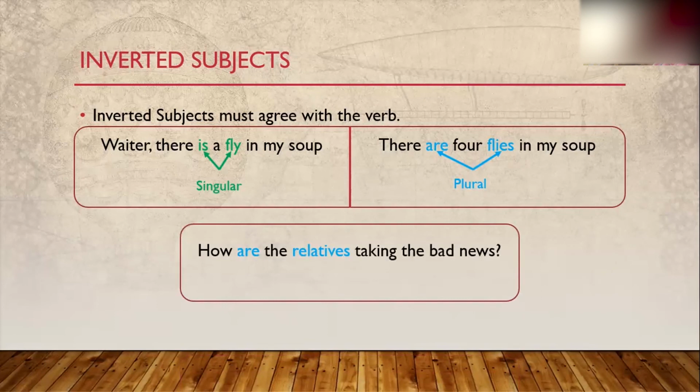The last example: how are the relatives taking the bad news? In this example, are and relatives both are plural. So the verb used here is plural because the subject used here is plural.